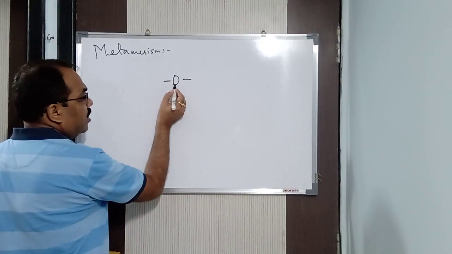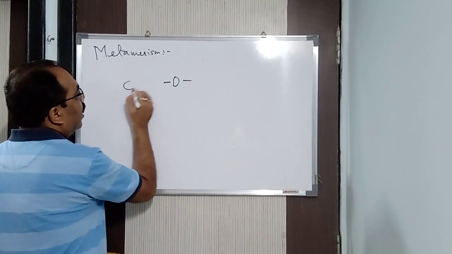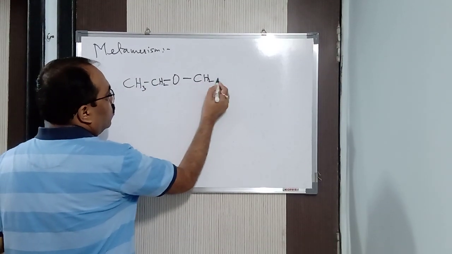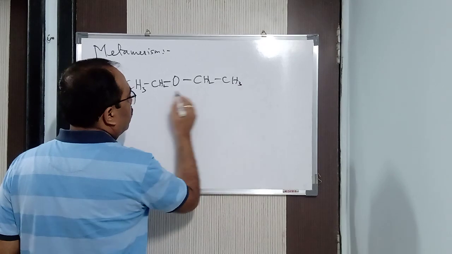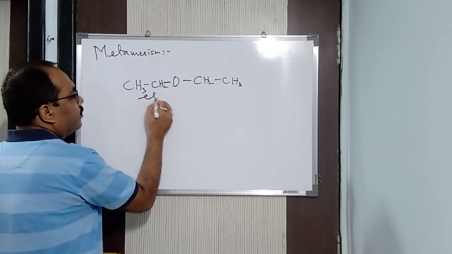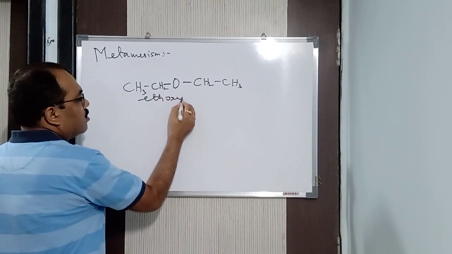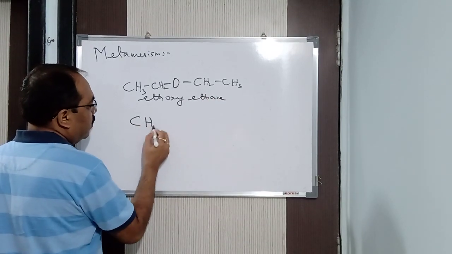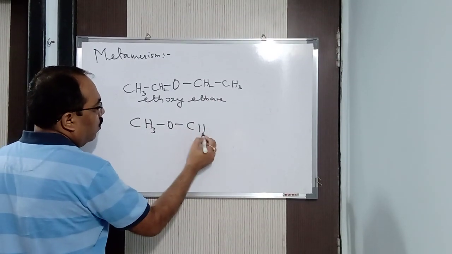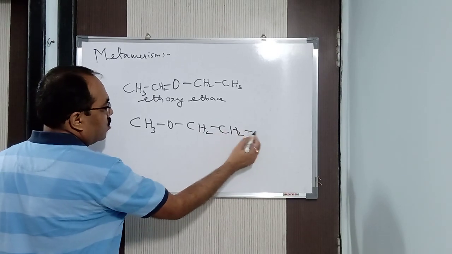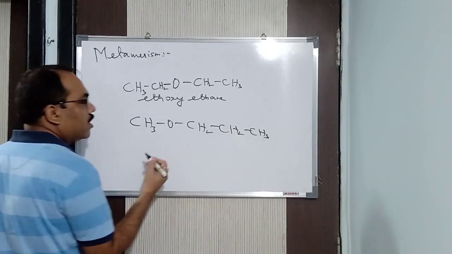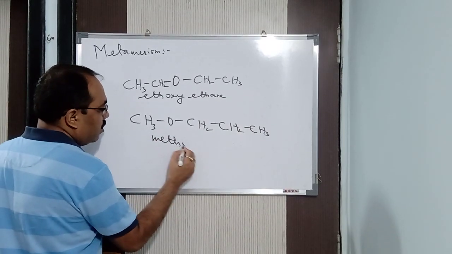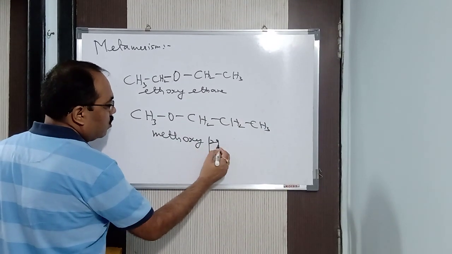For example, you can see ether. Like I am writing here CH3, CH2, O, CH2, CH3. What is this known as? Ethoxyethane, isn't it? Now I can write this one in this way also: CH3, O, CH2, CH2, CH3. Can I write it? Yes. Now you see it here. What is that? It is nothing but methoxypropane.